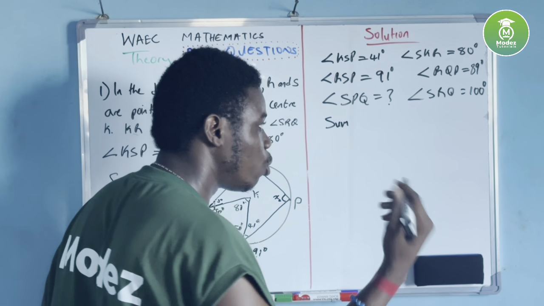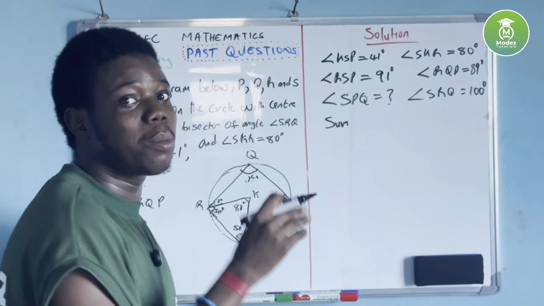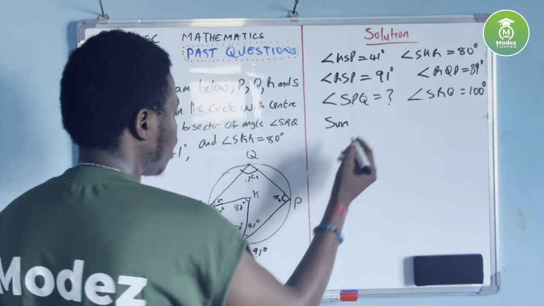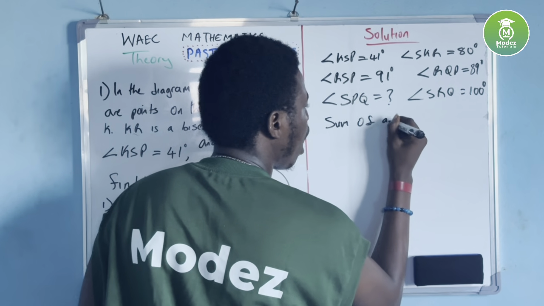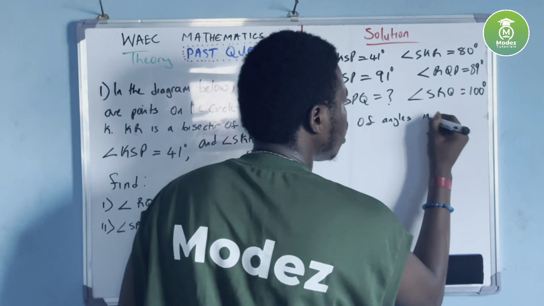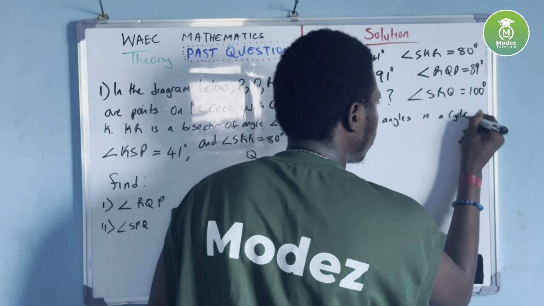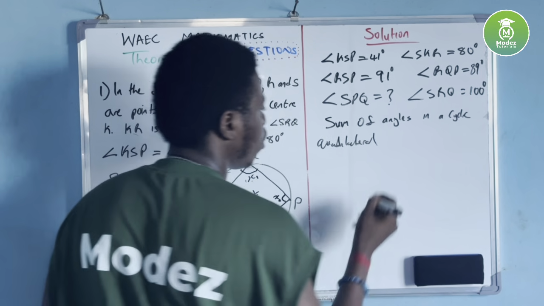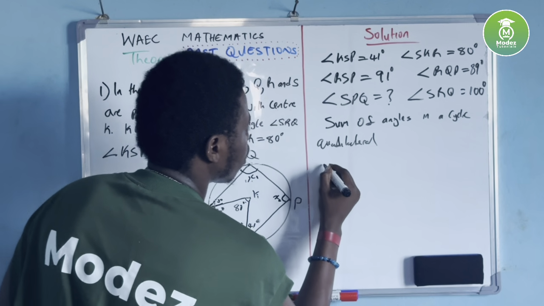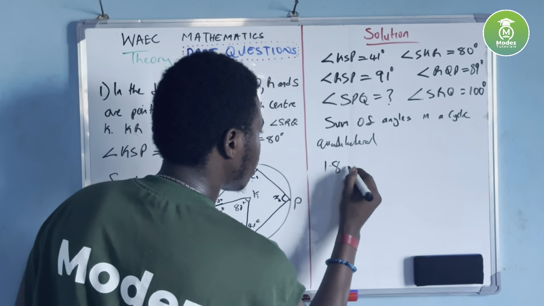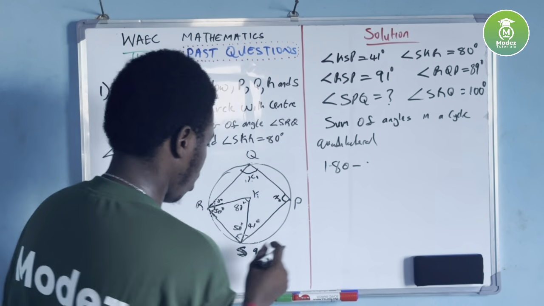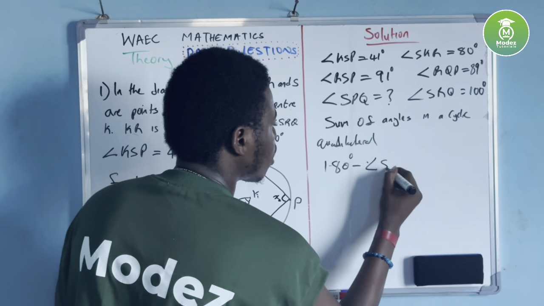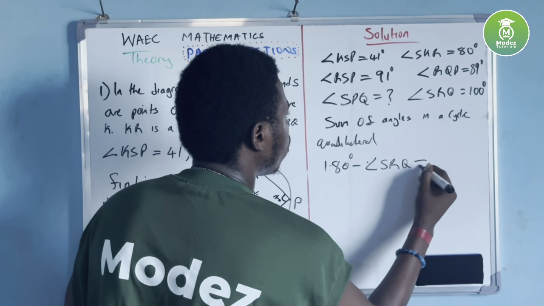Please always make sure you write the rules. I know I didn't state it before, but please always tell them the reason why you are doing certain things. For example, the sum of angles in a cyclic quadrilateral, right? Then using that, you get 180 degrees minus angle SRQ will give you what?